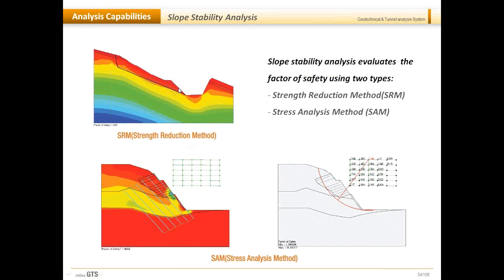Now for the slope stability, there are two main methods that can be used. The first one is the stress reduction method, also called SRM. The second one, the stress analysis method, can be used as well, and it is based on the limit equilibrium method.